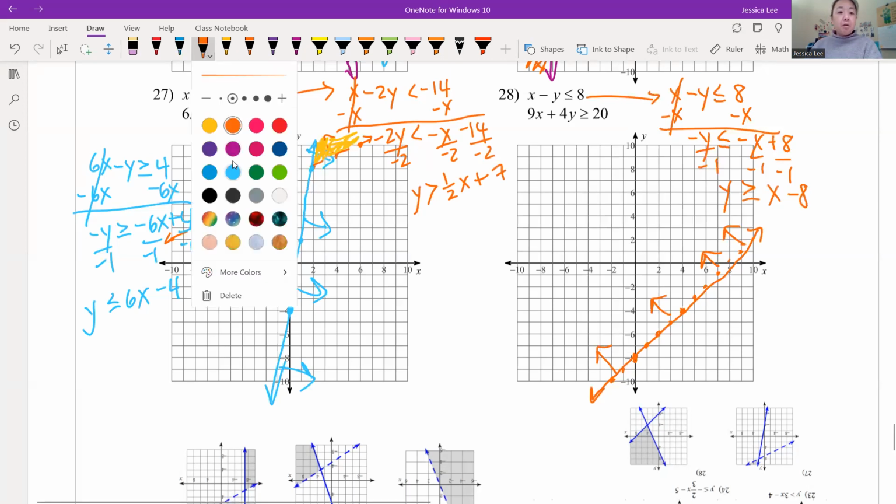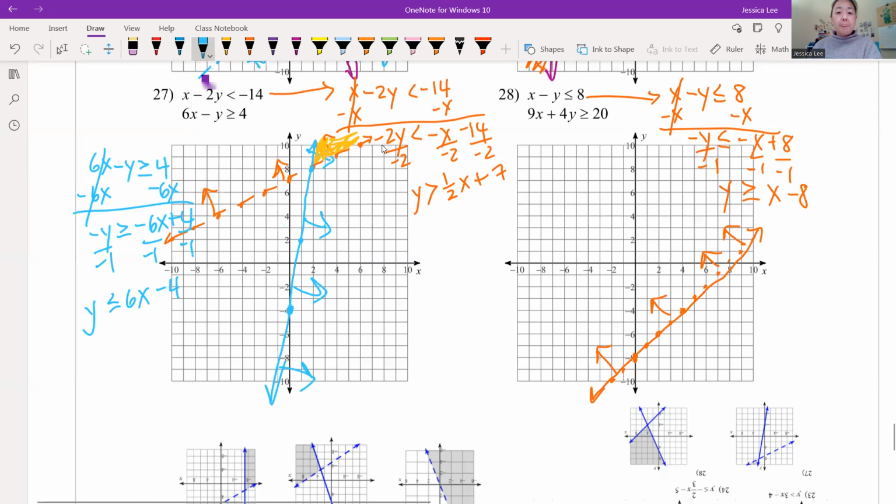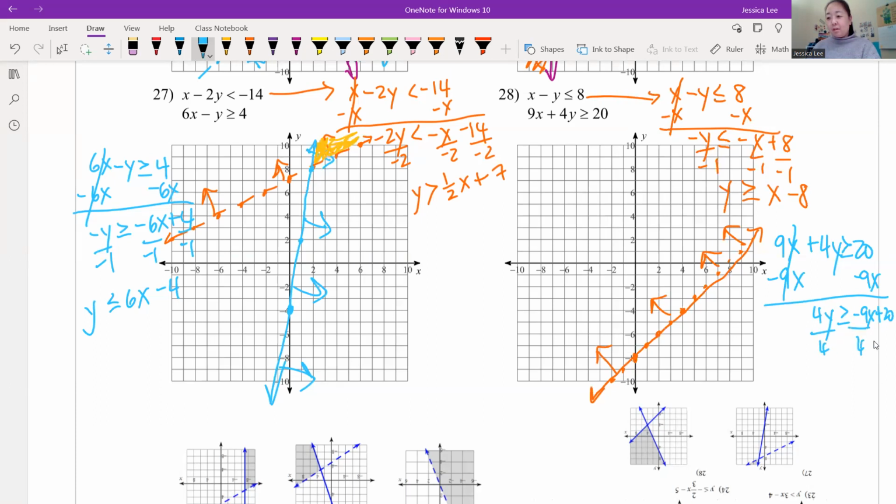All right, last part right here. We have, I'm going to write it over here, 9x plus 4y is greater than or equal to 20. Let's subtract 9x. 4y is greater than or equal to negative 9x plus 20. You see that? All right, divide by 4 on everything.